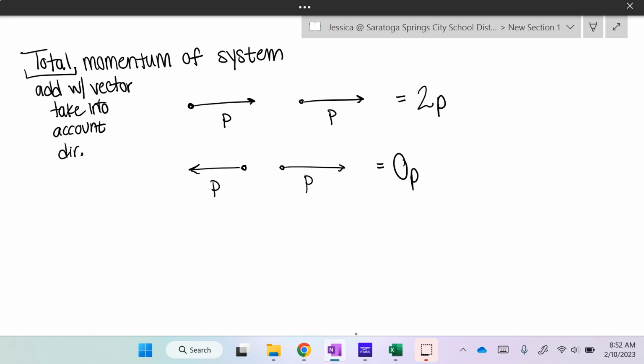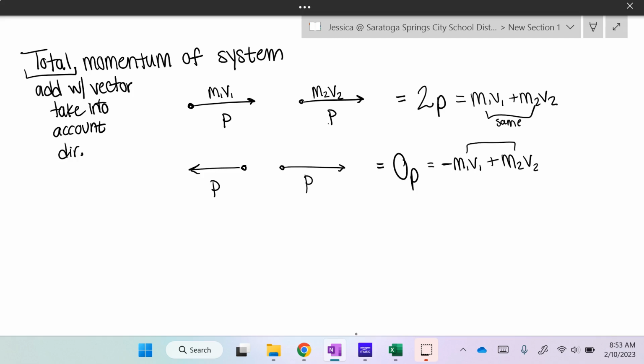Okay? Now remember, what I'm really doing when I'm finding my total momentums is this momentum is really the mass of this object times the velocity, plus the mass of this object times the velocity. So here I'm doing m1v1 plus m2v2, whereas down here I'm doing a negative m1v1, since it's moving to the left, plus m2v2. And the values of m1 times v1 and m2 times v2 are the same, which is why I get 2P and 0P.